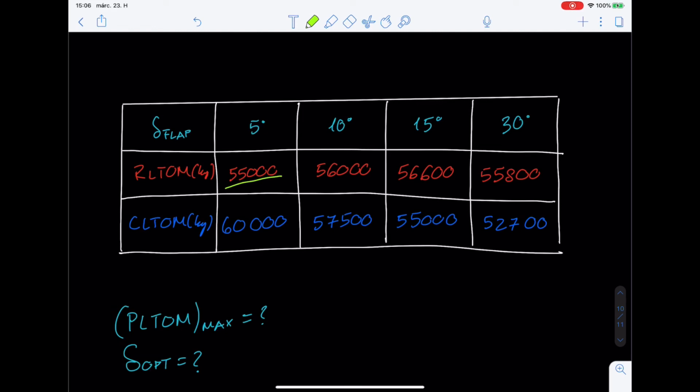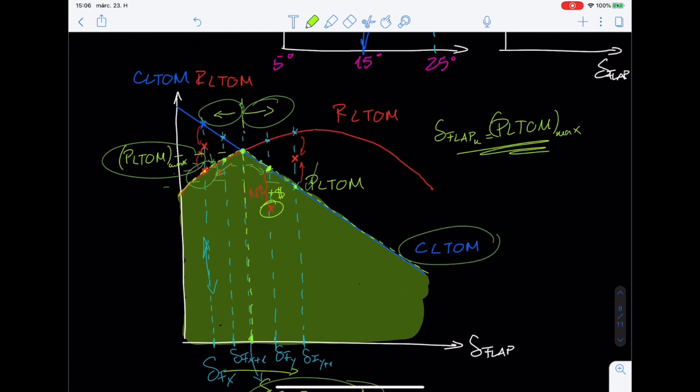Okay, so let's move on to the 10-degree flap setting. You have a runway limited takeoff mass of 56 tons and a climb limited takeoff mass of 57.5 tons. Which one is going to be the lower one? Of course, the lower one is the runway limited takeoff mass with 56 tons. In the 15-degree flap setting, you have a runway limited takeoff mass of 56.6 tons and a climb limited takeoff mass of 55 tons. Of course, the lower one is the climb limited takeoff mass, 55 tons. We do the same thing for 30 degrees of flap deflection. The lower one is the climb limited takeoff mass with 52.7 tons.